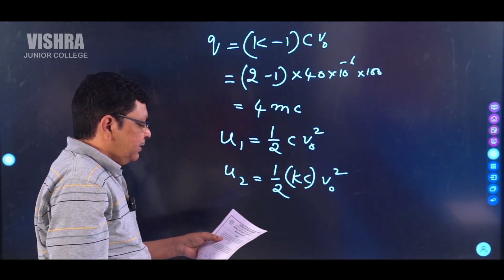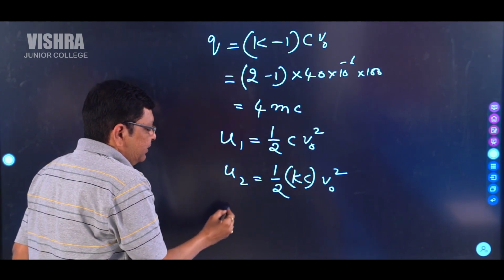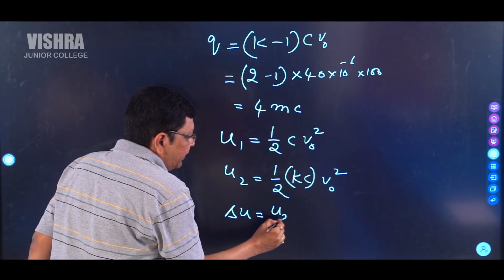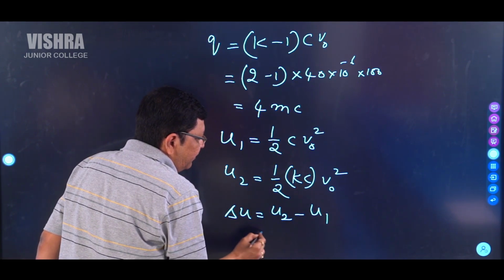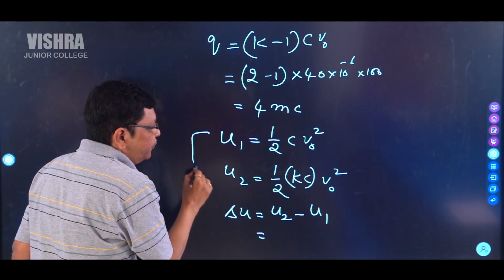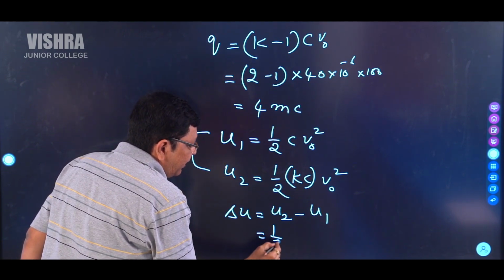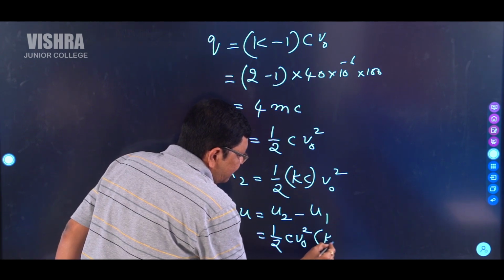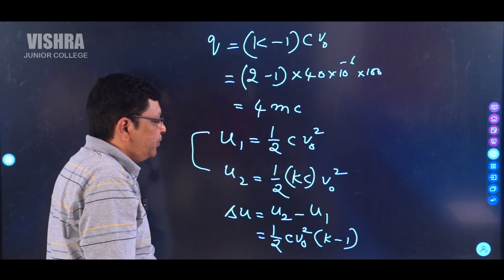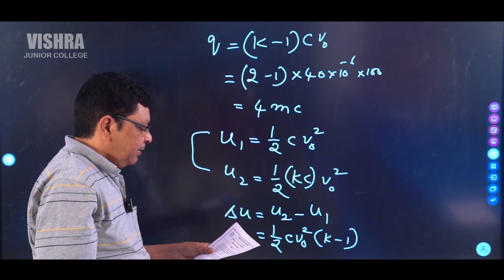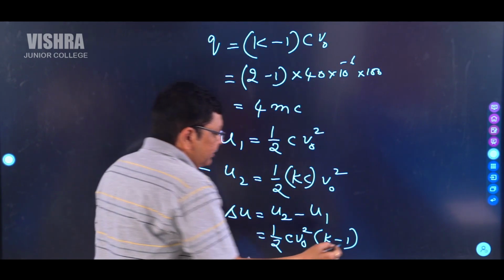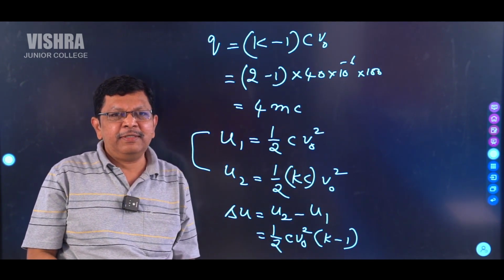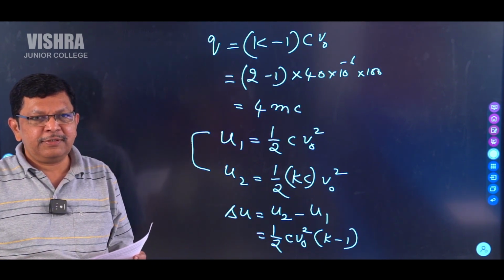In the question, he asked for the change in electrostatic energy. So the change in electrostatic energy can be written as U2 minus U1, and from these two we can write it as half C V0 square multiplied by K minus 1. Just by substituting the values, after calculation I got it is nearly 0.2 joules. So you can go for the simplification. This is about the first question.